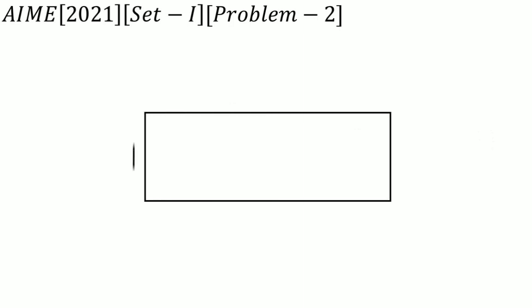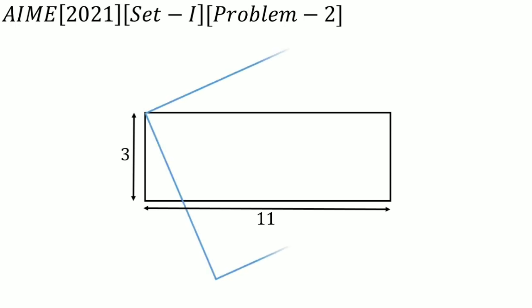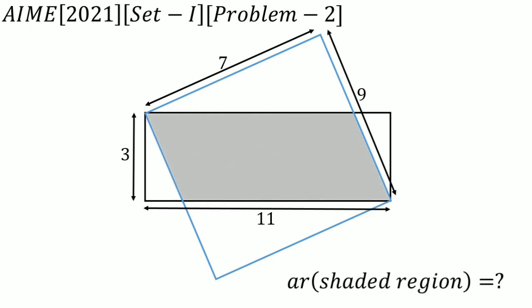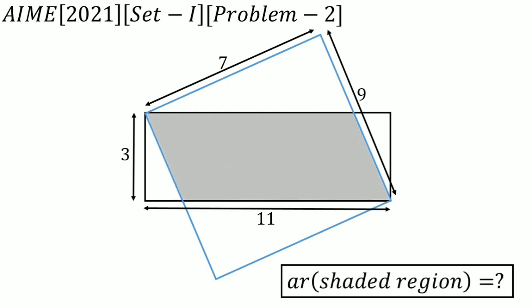This problem says that we have a rectangle of length 3 and width 11, and then we create another rectangle that is touching two opposite vertices of our first rectangle, like this. Suppose the width of this rectangle is 7 and the length is 9. We need to find the area formed by the union of the first and second rectangle, so basically the area of this shaded region. First, please give the question a try and keep watching for the solution.